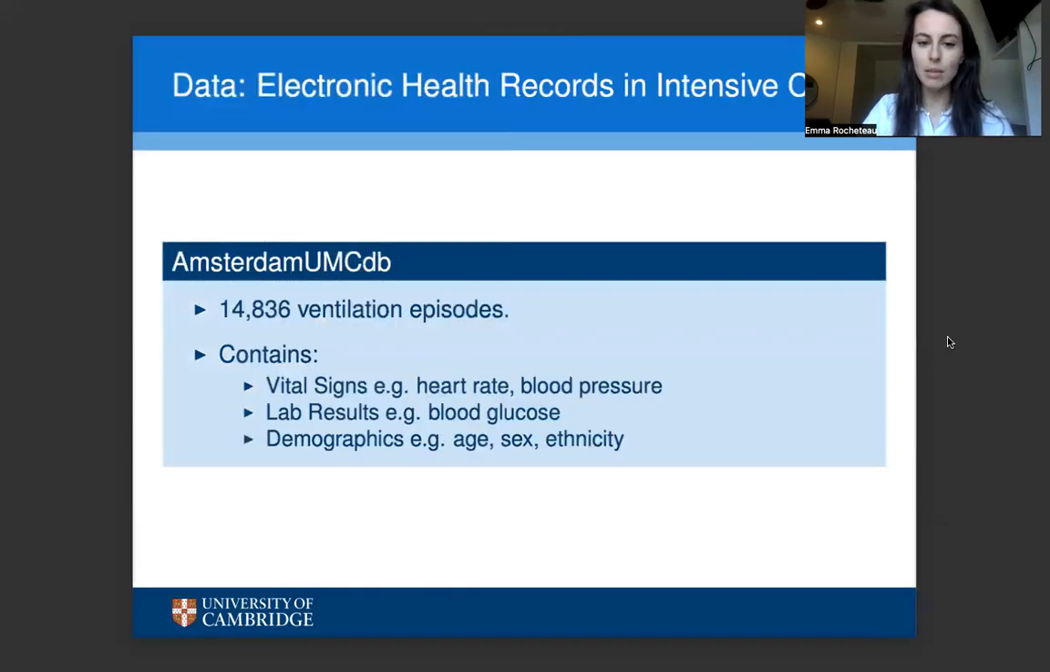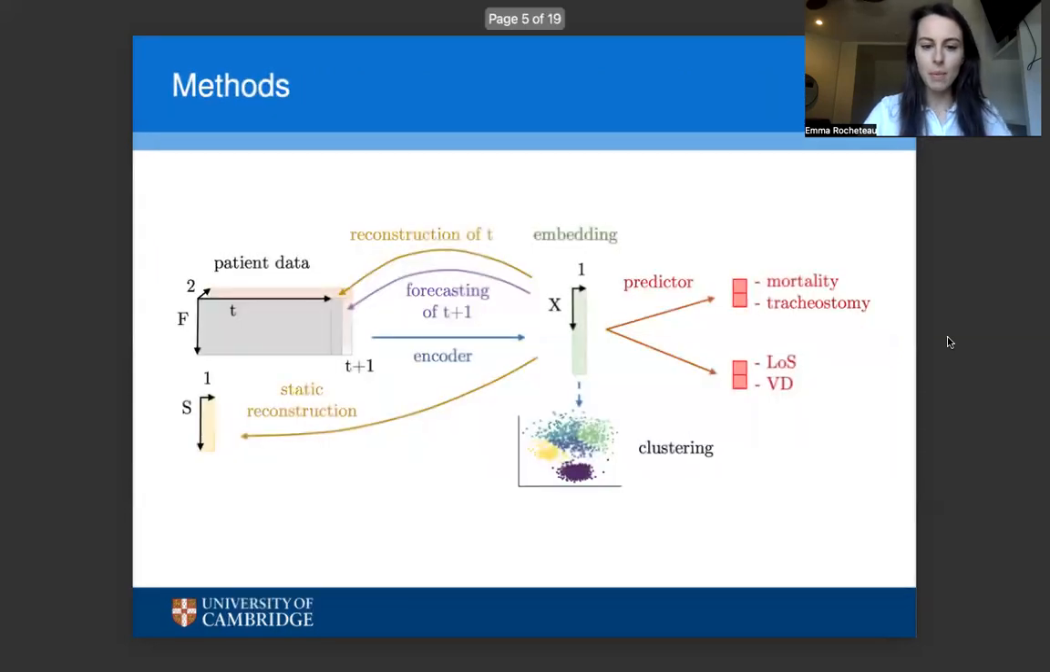So we use a data set from Amsterdam, which contains almost 15,000 ventilation episodes. We have 31 time series variables like heart rates, blood pressures, and some static information like sex and ethnicity, which don't change during the patient's stay.